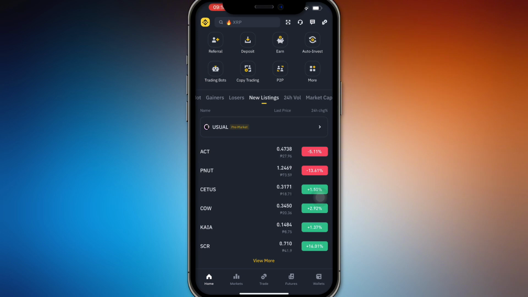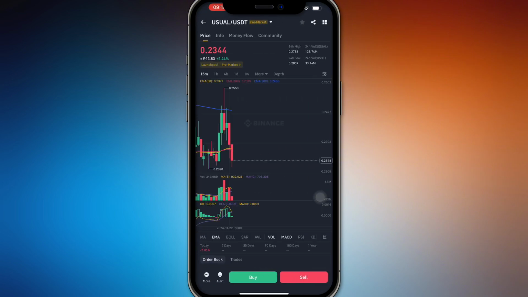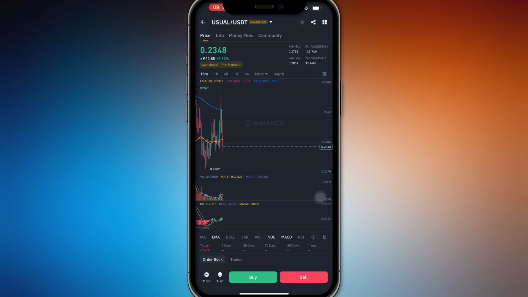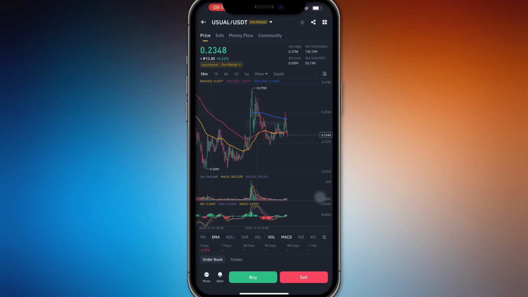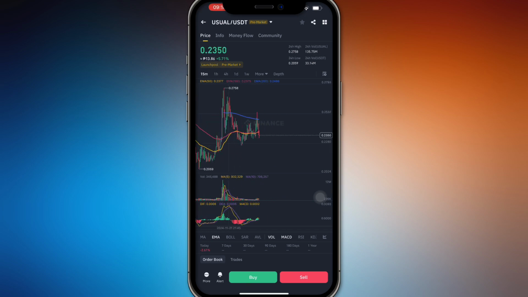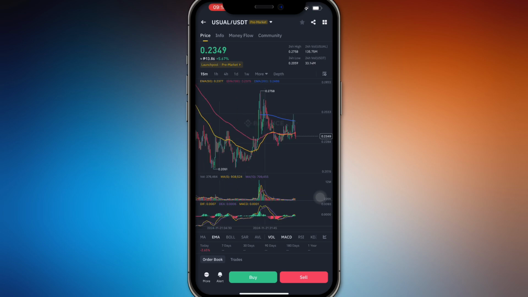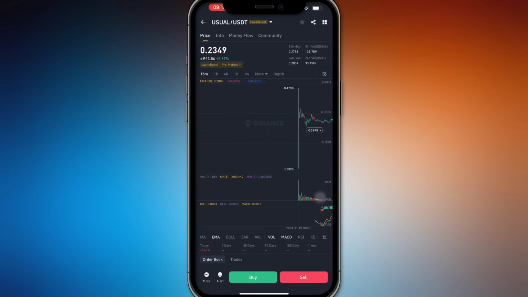So here we have a pre-market airdrop that is called Usual. It's trading Usual and USDT. As you can see, its price is 0.2350 as of the moment we are speaking. It has a good volume and good lows and highs right here, pretty good. And it's relatively new right now.